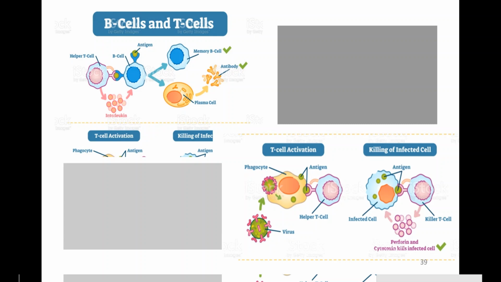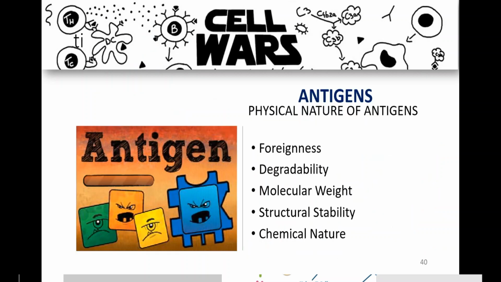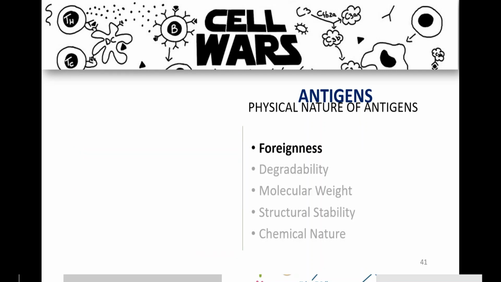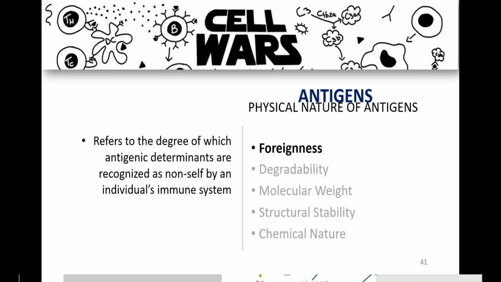On the succeeding slides of our discussion, I would like to refer to antigens and immunogens as the same, so please do not be confused. Now, these are the different factors that determine the antigenicity or immunogenicity of a certain molecule. First is foreignness. Foreignness refers to the degree to which antigenic determinants are recognized as non-self by an individual's immune system. Remember that your immune system is normally programmed to discriminate self and non-self antigens. Self antigens are tolerated, hence they are not attacked by the immune system.